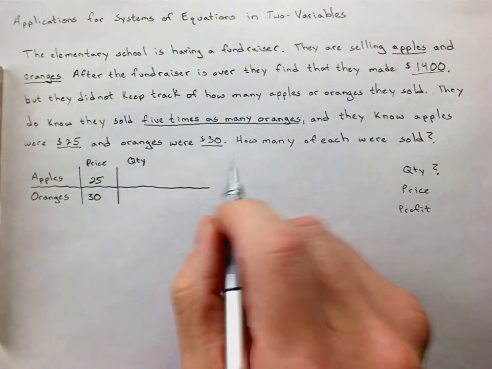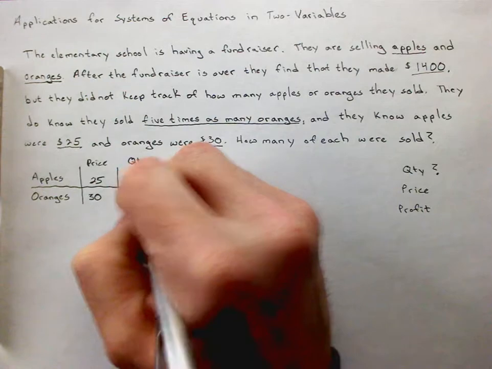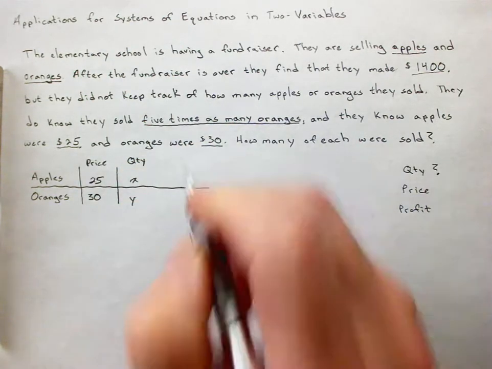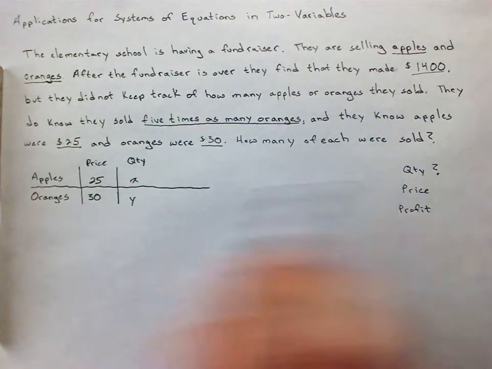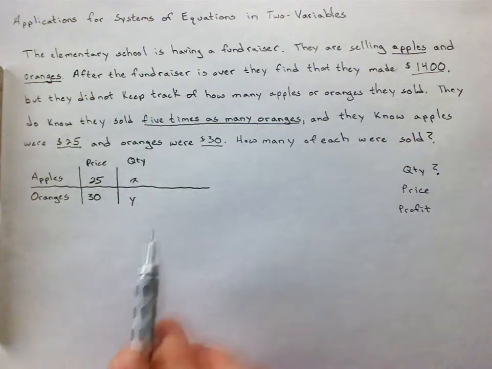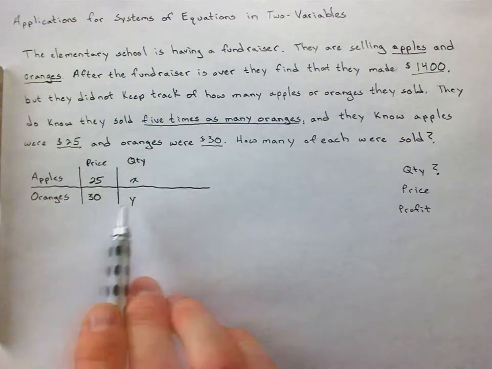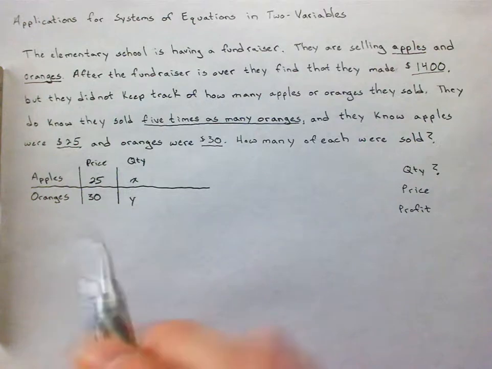Well, we'll make apples be X and oranges Y, because that's what I'm trying to find. What's the how many of each were sold? So that's my X and that's my Y. If you had apples to be X, that's fine, and oranges to be Y. That's fine.